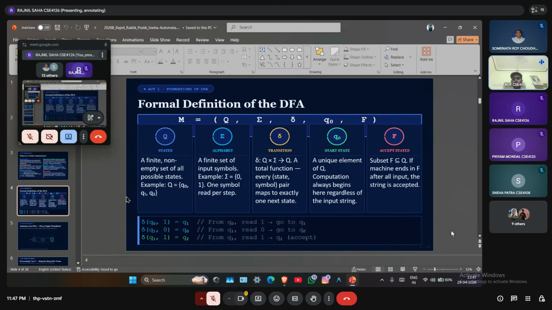So a formal definition of DFA. DFA is defined by a 5-tuple: Q, the set of states; sigma, the input alphabet; delta, the transition function; Q0, the start state; and F, the accept states. So for every input, there is exactly one transition.